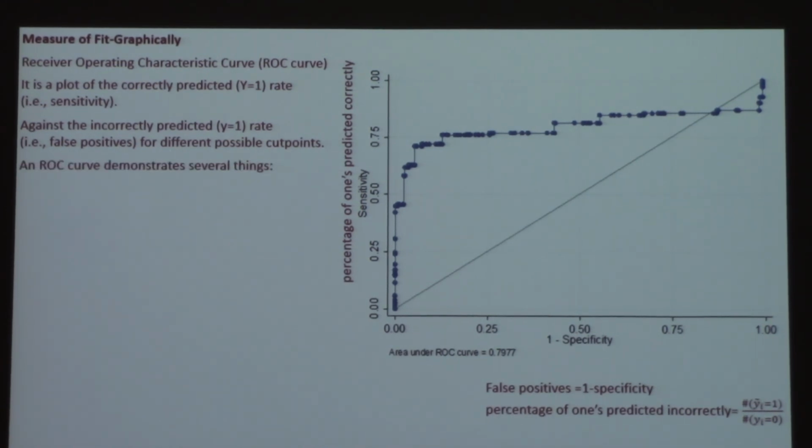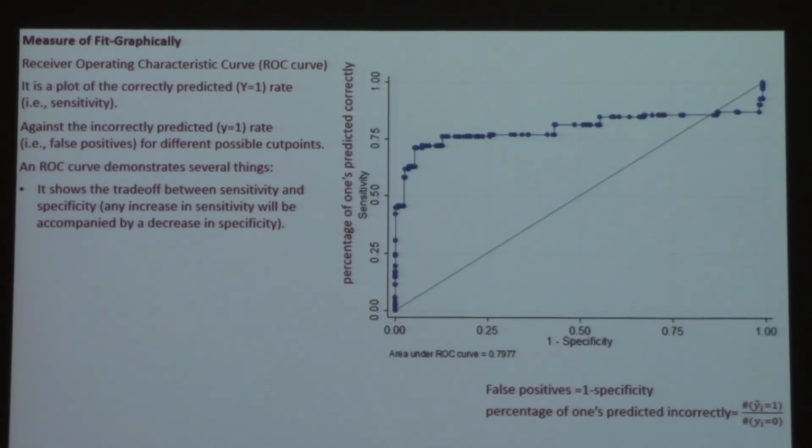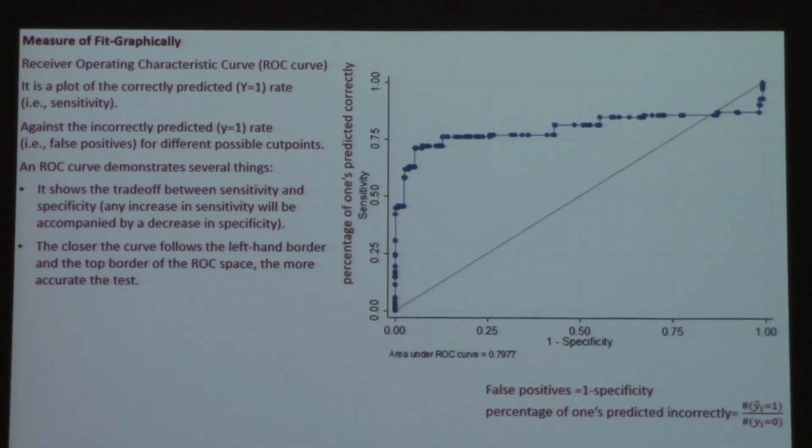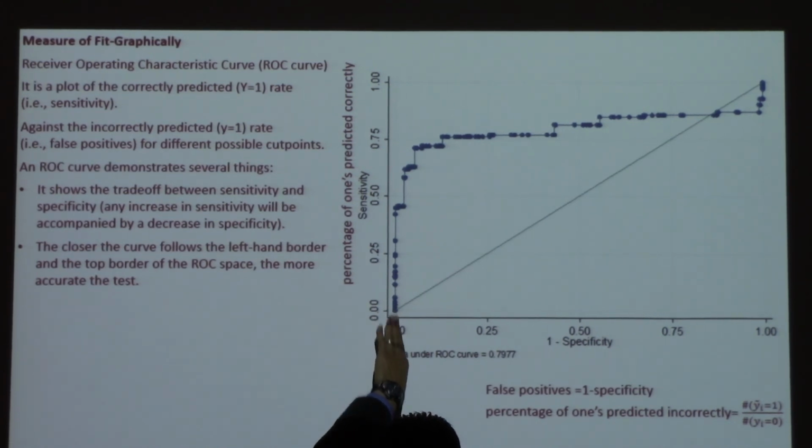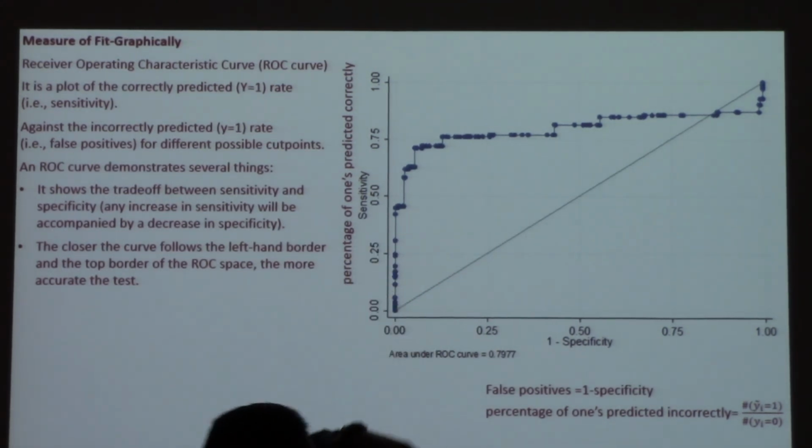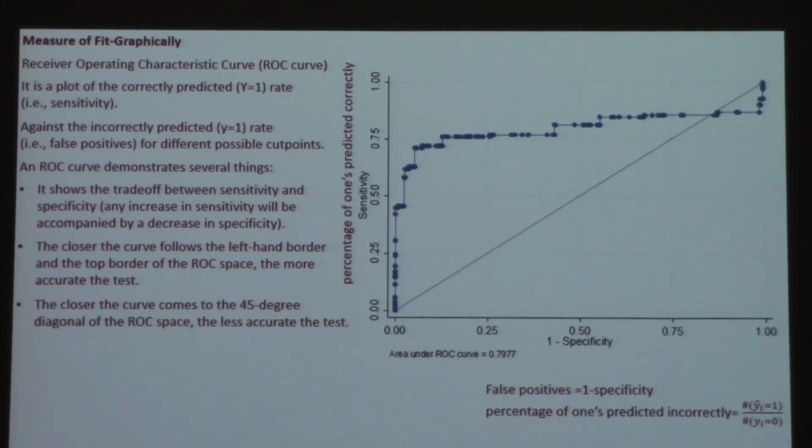And we would like to see a couple of things. One, it shows the trade-off. And we'd like the receiver operating curve to hug against the left axis and up against the top axis. So we want it as far away from that 45-degree line as possible. So we want it hugging those outer places. And essentially the area under the curve is kind of like a measure of the accuracy.